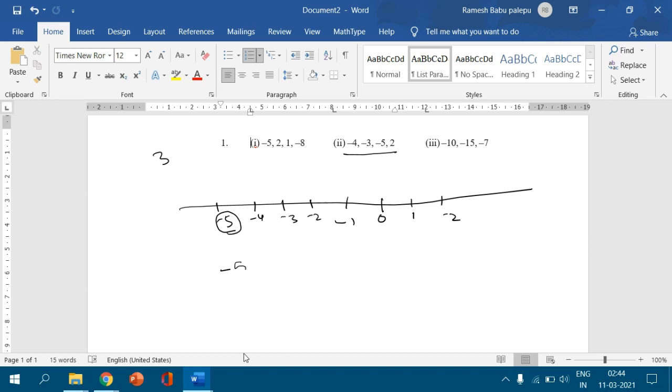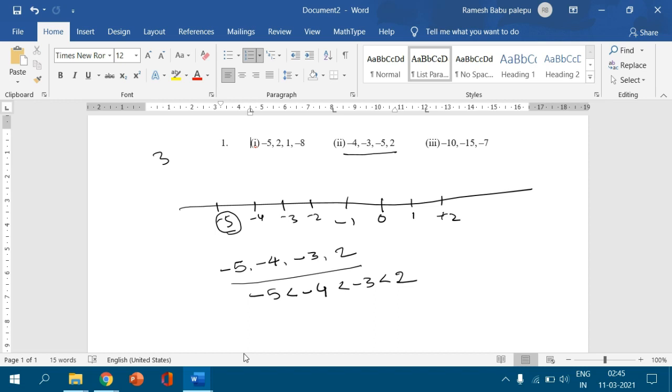So -5, and some bigger value than -5 is -4. Some bigger value than -4 is -3. Here they are giving no other values, and the biggest value is the positive 2. This is ascending order. That means we can write it as -5 less than -4 less than -3 less than 2. Right? Simply this is the ascending order.